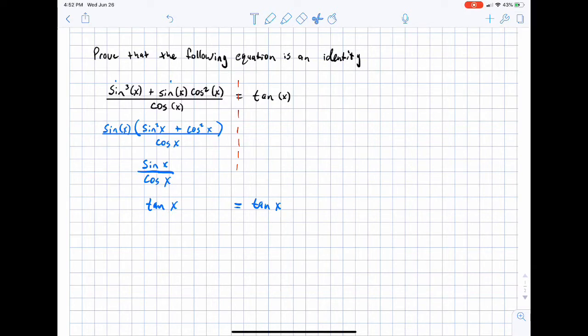So once again, let's recap how we verified this identity. The first thing we did was we factored out a common factor from the numerator. Next, we saw that the stuff inside the parentheses was actually one of our Pythagorean identities, and we could change that to 1. And then finally, we recognized that sine of x over cosine of x was one of our basic identities, and we could change that to the tangent of x.